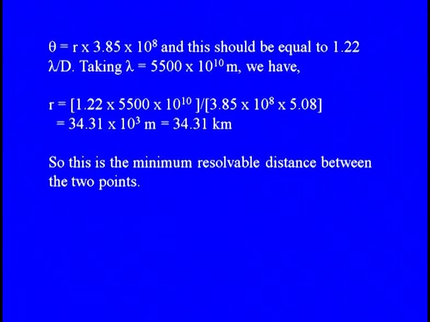equal to r into 3.85 into 10 to the power 8, and this should be equal to 1.22 lambda upon capital D. Taking lambda equal to 5500 into 10 to the power minus 10 meter, we have r equal to 334.31 into 10 to the power 3 meter, which will be equal to 34.31 kilometer. So, this is the minimum resolvable distance between the two points.